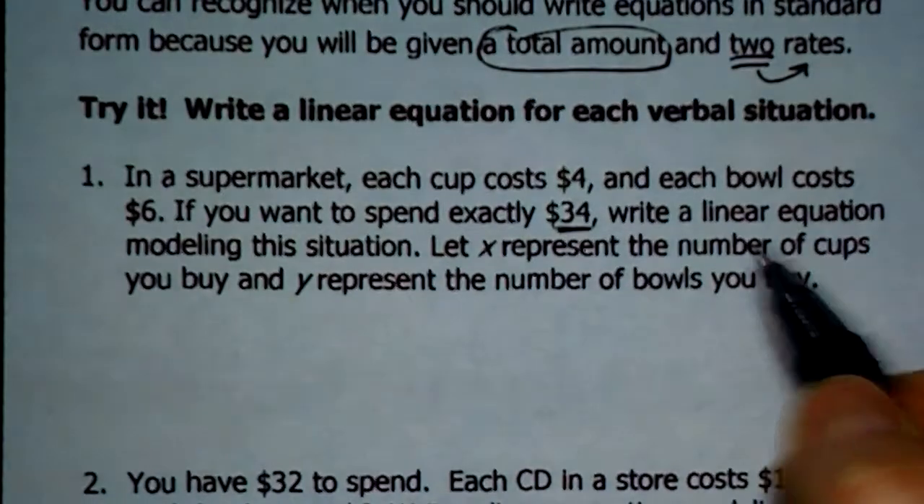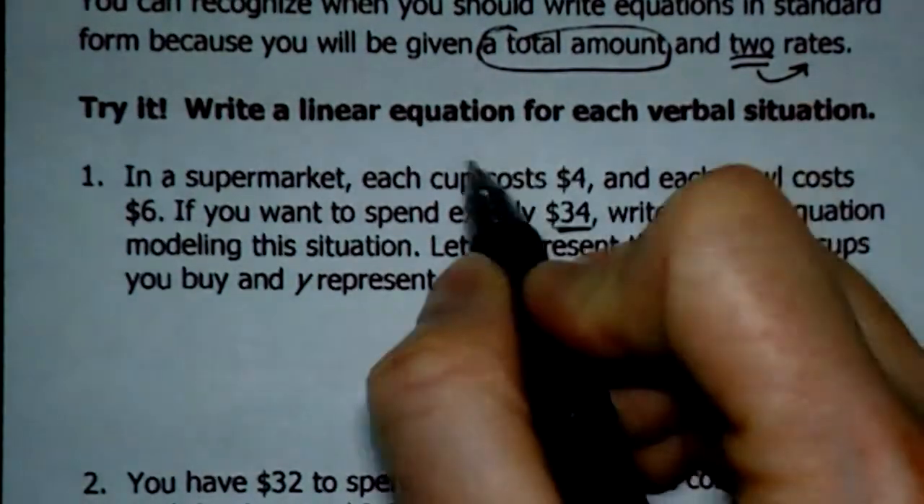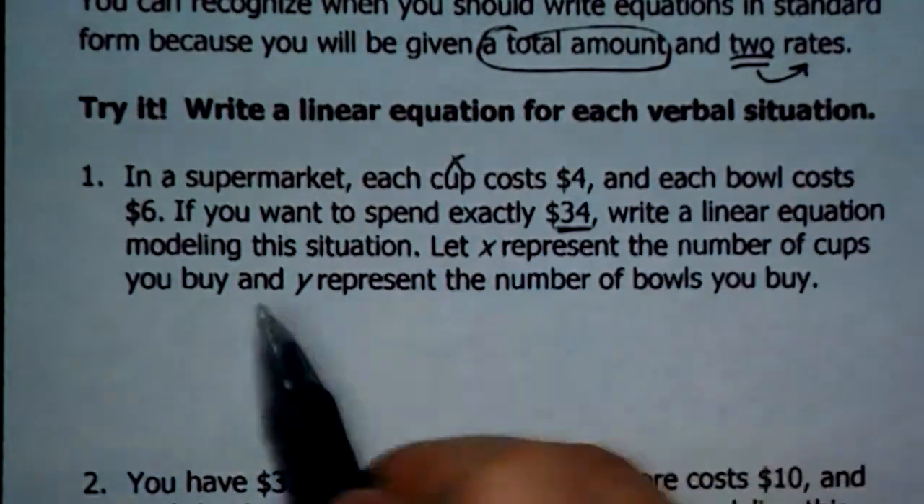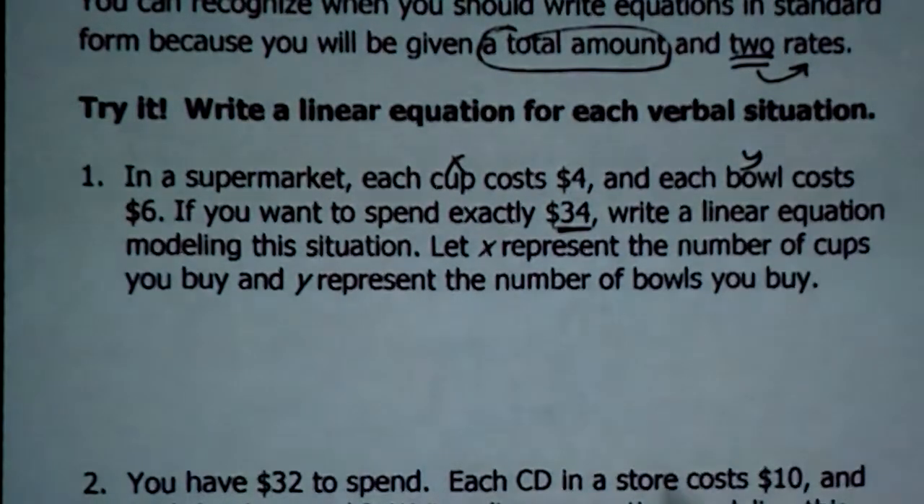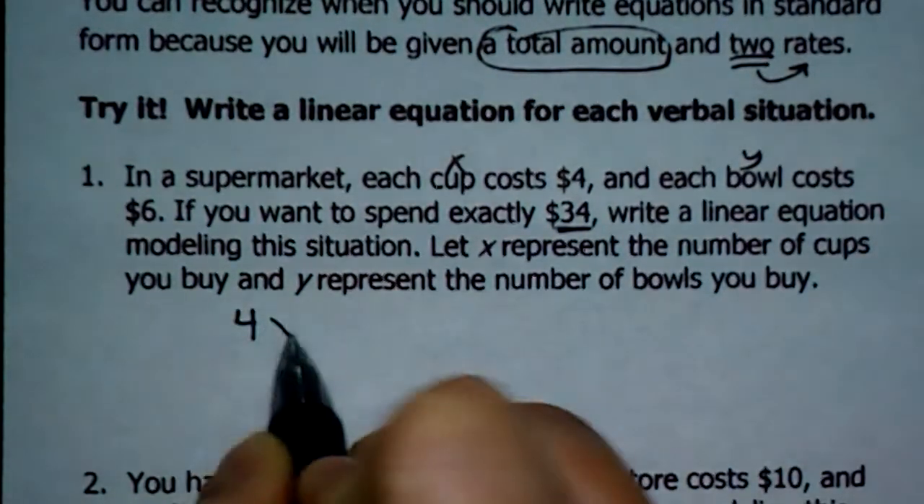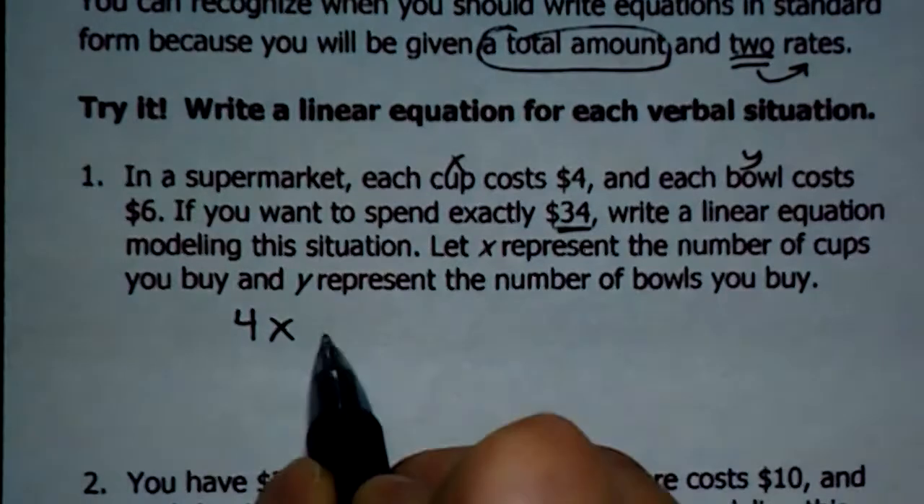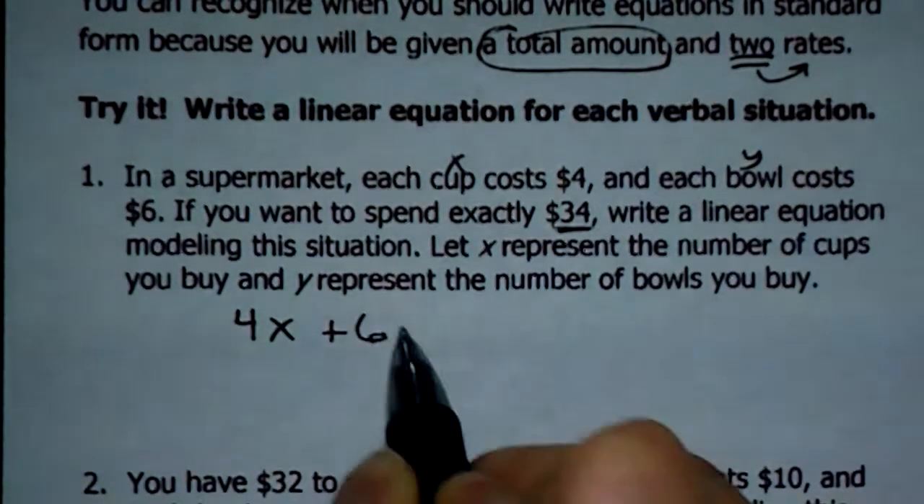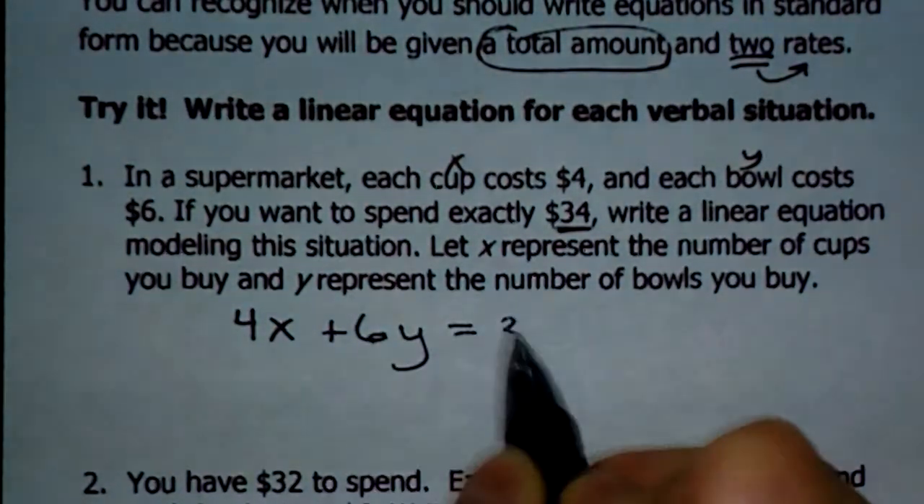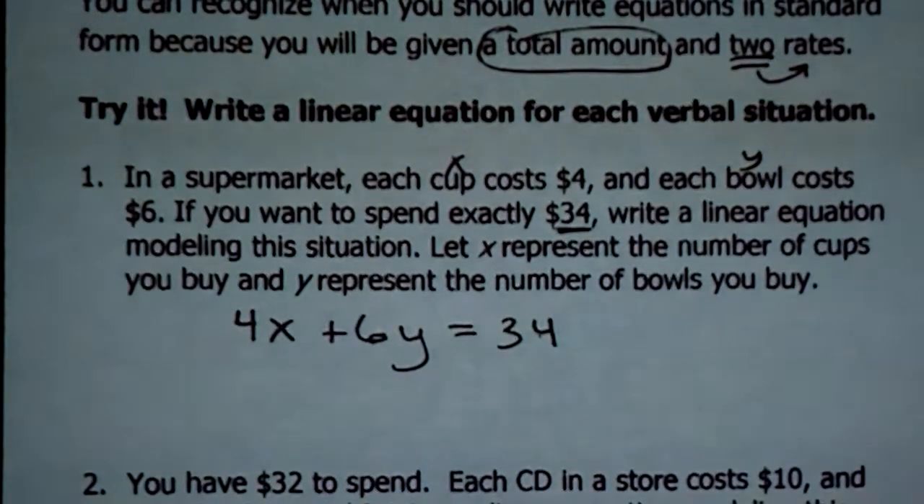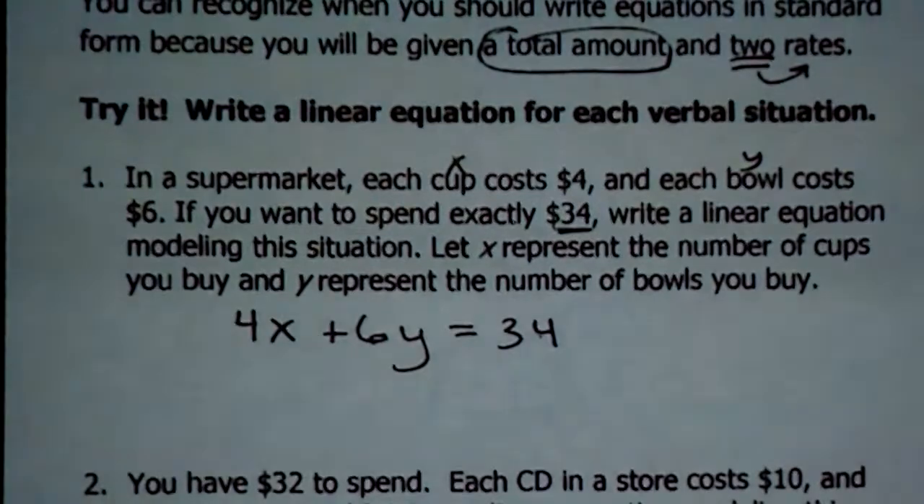So here we go. Each cup is supposed to represent x. And it says each bowl, use y to represent the number of bowls. So cups would be 4 times the number of cups. And bowls would be 6 times the number of bowls. And I want that to equal 34. And we just wrote an equation in standard form. That was tricky. I know, you're probably exhausted, I bet.